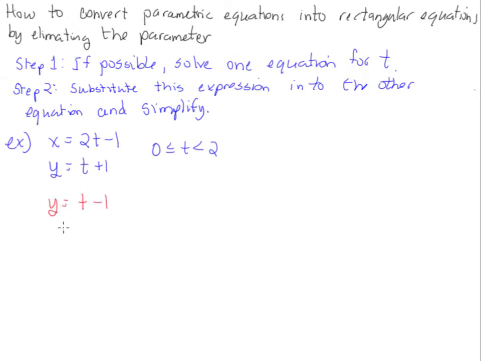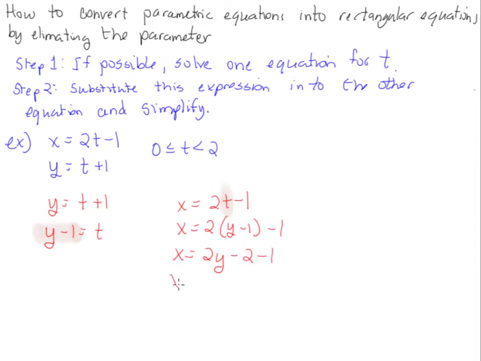Okay, step 1, we're going to solve one equation for t. I'm going to choose the bottom equation because it's easier to rewrite this as t equals. So t is equal to y minus 1. Now I'm going to move to the other parametric equation, which was x equals 2t minus 1. And this time I'm going to replace every t in that parameter with y minus 1. Simplifying down the equation, I end up with x is equal to 2y minus 3.